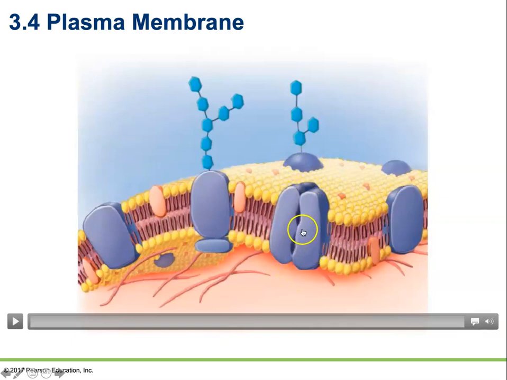Some are going to be channel proteins. They're going to allow for the passage of molecules back and forth. Same with the transport or the carrier proteins. We're also going to have some proteins that contribute to the identity of the cell. We're going to help identify what the cell is made up of, or what the cell's purpose is.